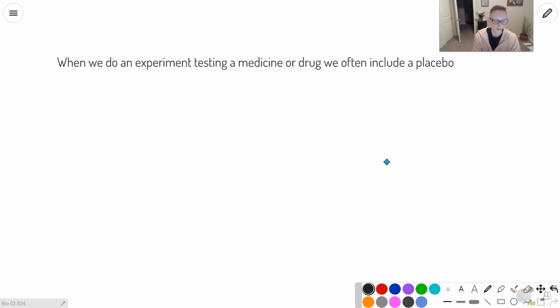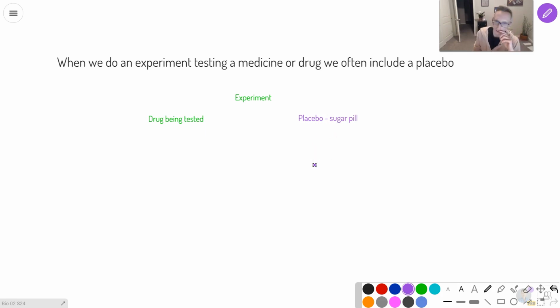So the scientists developed this drug. Now we have to test to make sure that it works. Does this actually do anything? So we have to run an experiment. And that experiment has to include the drug being tested. And it also has to include something called a placebo, which is a sugar pill.